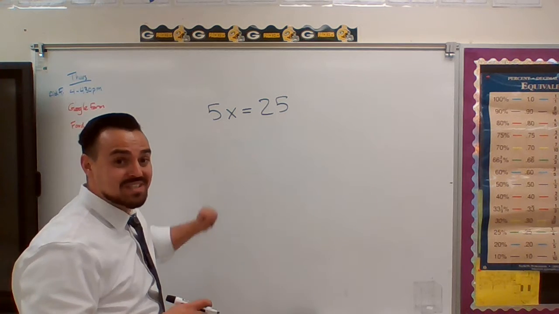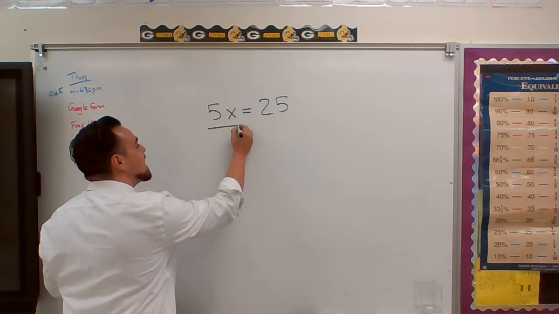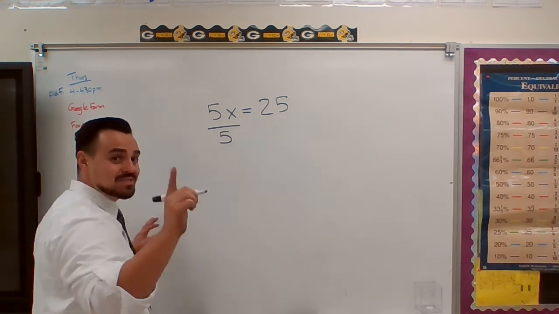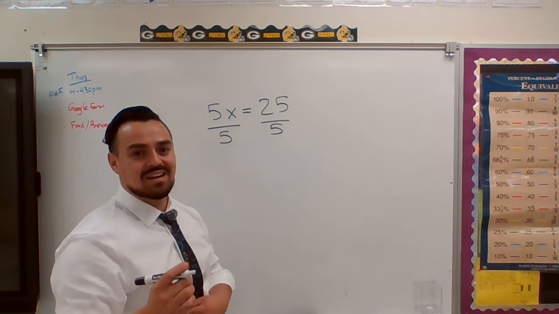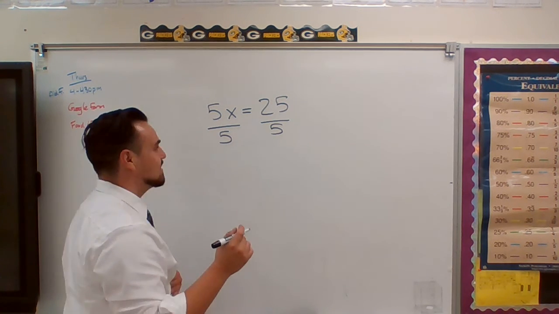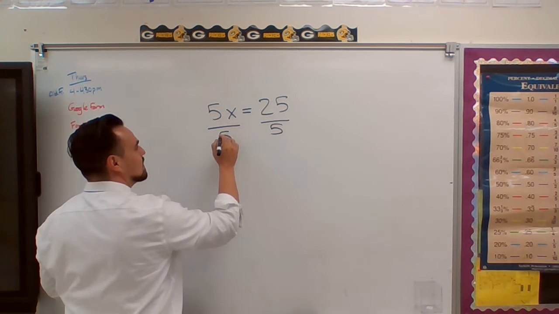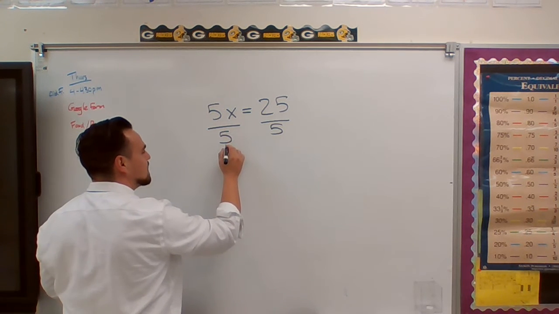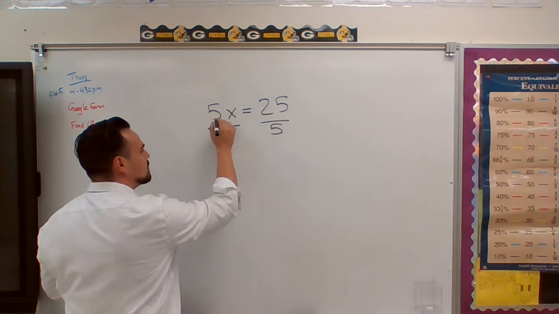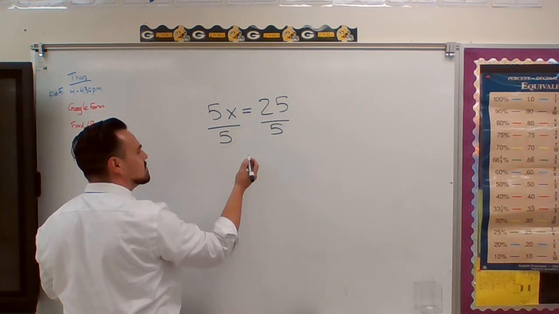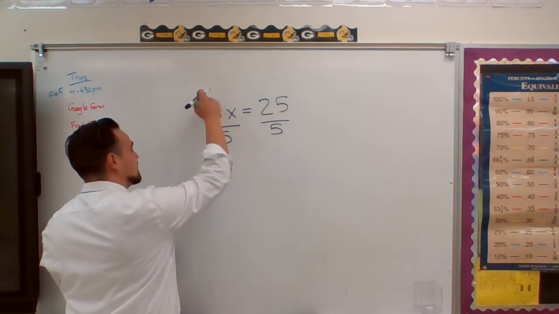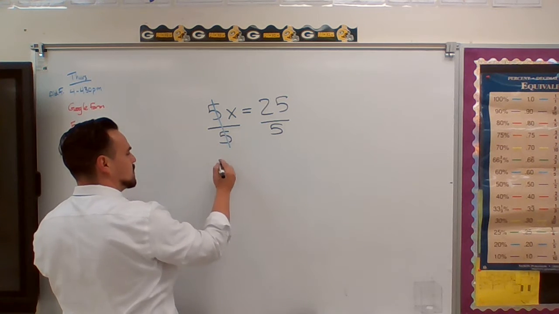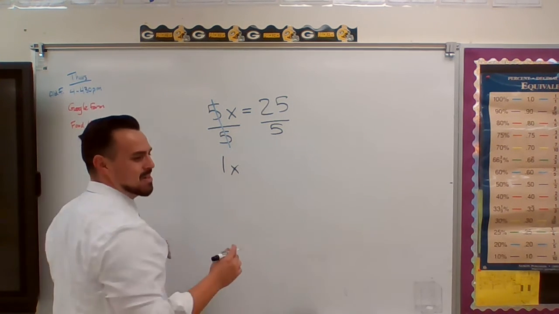Well, if I want to get rid of the 5 times, I got to divide by 5. And I'm allowed to do that as long as I do it to this side too. Because what I do to one side, I have to do to the other. All right. I got 5x divided by 5. Well, 5 divided by 5, any number divided by itself is just 1. So we're left with 1x.